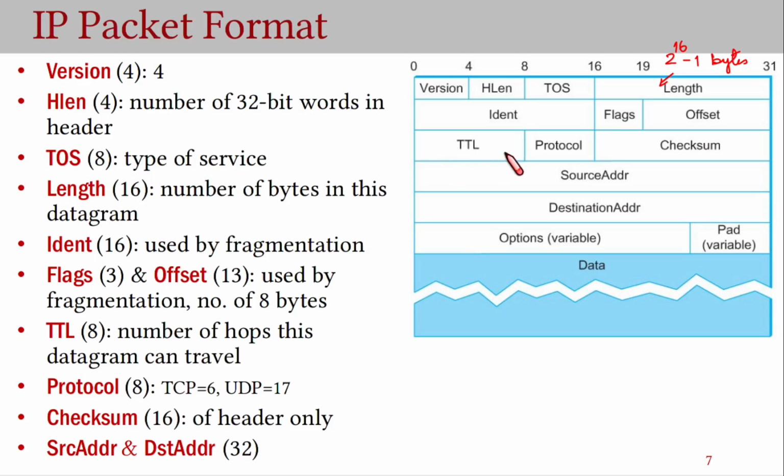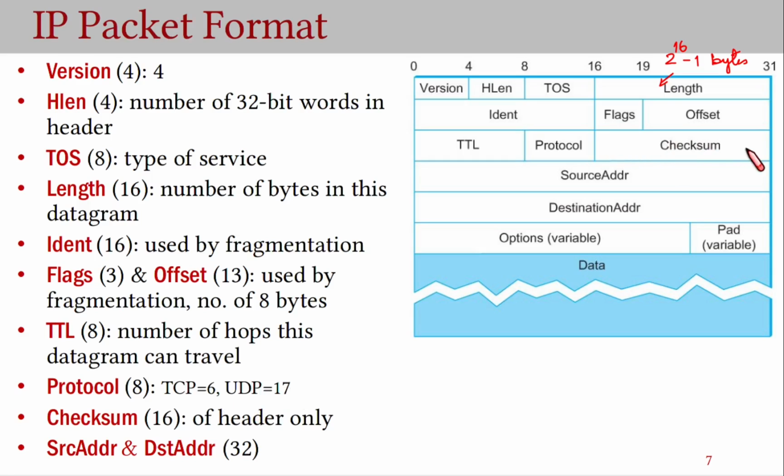Then there is an 8-bit time to live field. Initially the intention was that we'll measure time, but the clocks of different routers are not synchronized. So basically when a router forwards a datagram, it simply decrements this by 1. So actually this is not strictly time, but this is the number of hops. And then there is an 8-bit protocol field. It's used for demultiplexing, and for example TCP is assigned number 6, UDP is 17.